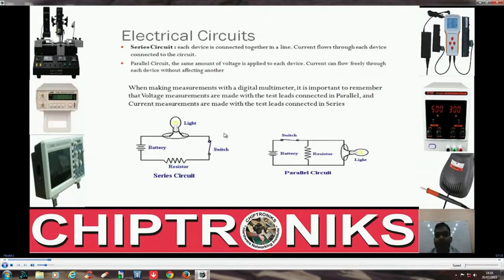Now let's go into electrical circuits. We have two kinds of circuit: one is series circuit and one is parallel circuit. What exactly is a series circuit? In a series circuit, each device is connected together in a line, right? Current flows through each device connected to the circuit.